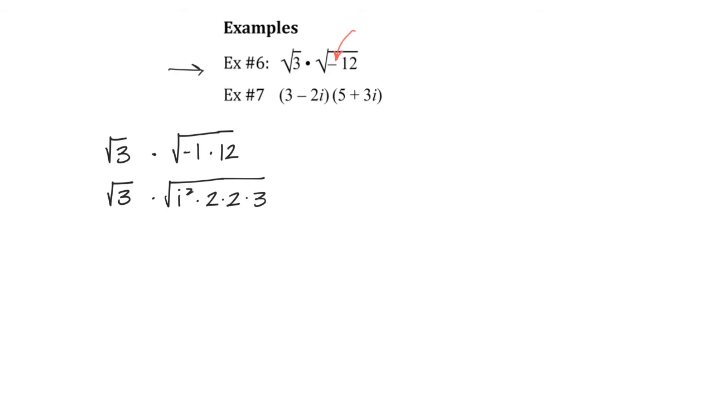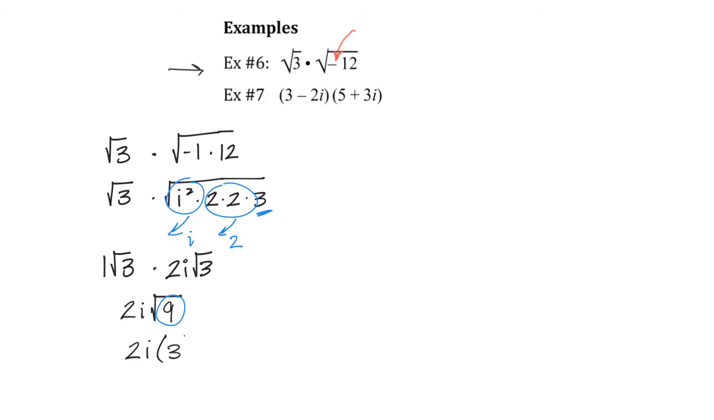I'm going to take all of my pairs out. So I have a pair of 2's and I have a pair of i's. So this is going to come out as a singleton i. This is going to come out as a singleton 2, and my loner 3 is stuck inside. So I have now 1 root 3. I'm going to times that by 2i root 3. So doing that multiplication step, 1 times 2 is going to give me 2. So I have 2i. Square root of 3 and square root of 3 is square root of 9. That is a perfect square. I know that square root of 9 is 3. So that's going to leave me with 2 times i times 3, which is 6i.